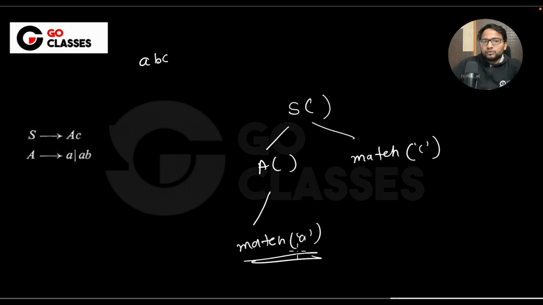Since this is true, this is matching, that's why it will say that it is true. So this will return true, right? This will return true. So here it is returning true. And when can capital S return true? Whenever both of them are returning true.